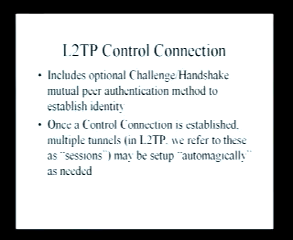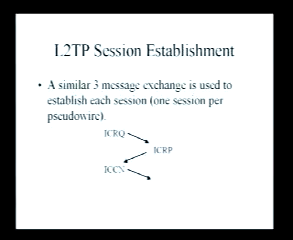Once the control connection is established, multiple tunnels, which in L2TP we refer to as sessions, may be set up automatically as needed. You want to bring up 5, you want to bring up 10, you want to bring up 1,000, you want to bring up 10,000. These are the steps that you go through just to automatically set those sessions up. Session establishment, similar to the control connection establishment, is a very simple three-message exchange: request, reply, connected. And in here, you can identify the pseudo-wire type. I'm operating in this mode, or what have you.